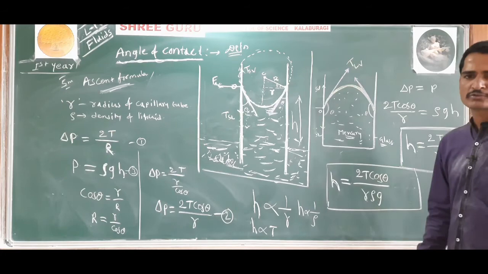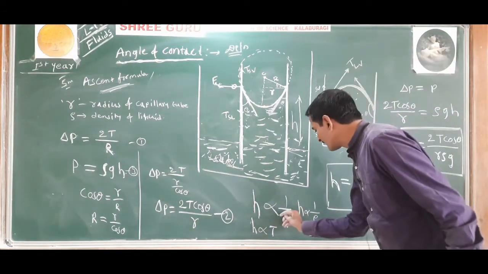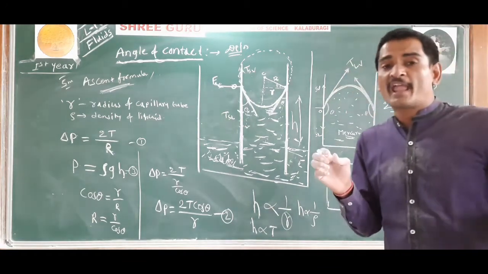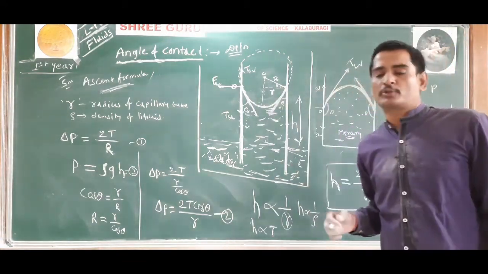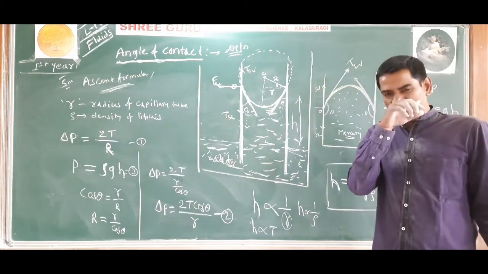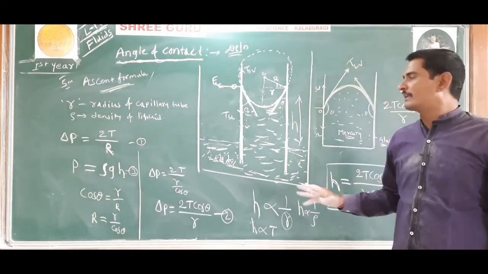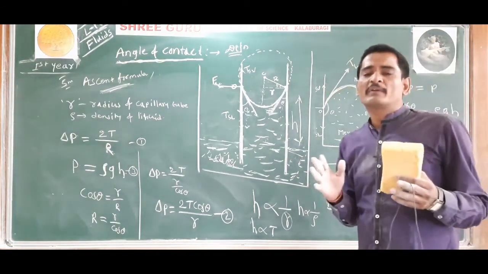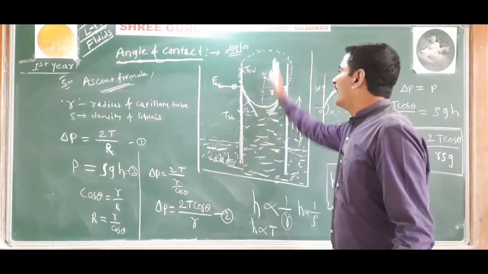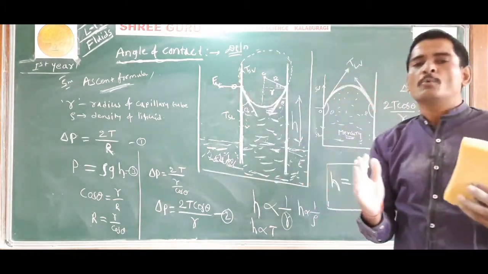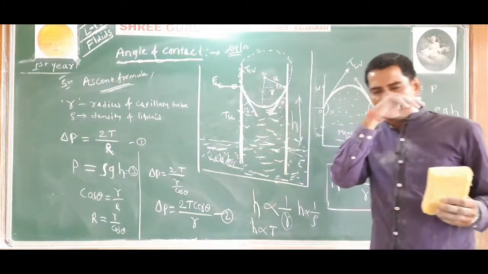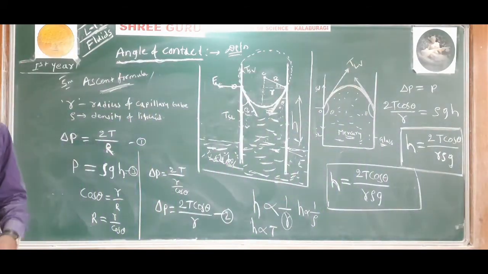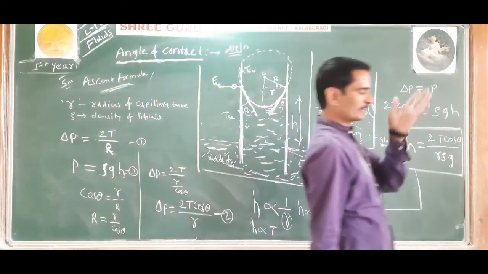Understood? So that means if the radius of the capillary tube is smaller, the height of the liquid will be more. If we take a very, very narrow capillary tube, then the height of the liquid will be more. If we take a wider capillary tube, the height of the liquid will be less. Understood? So this is the concept of capillarity.